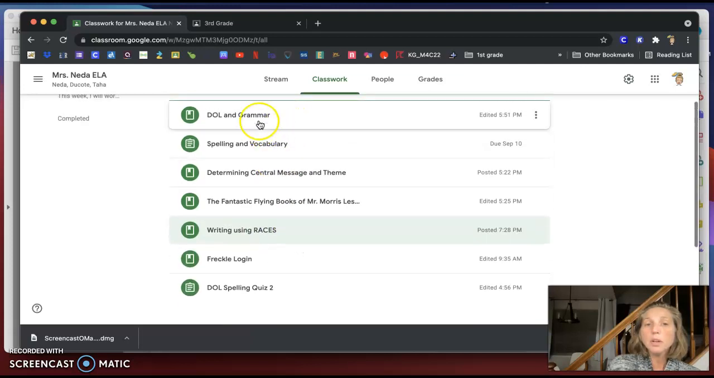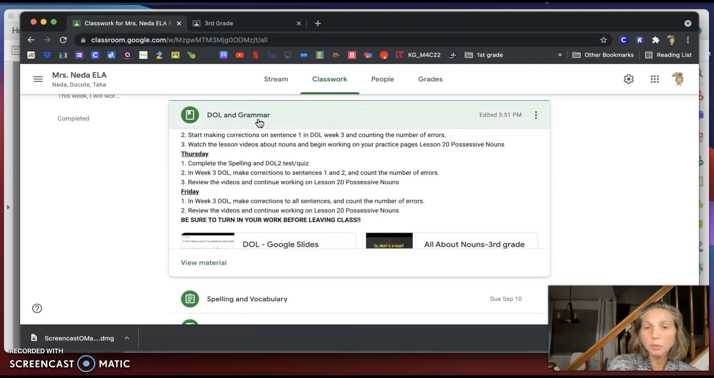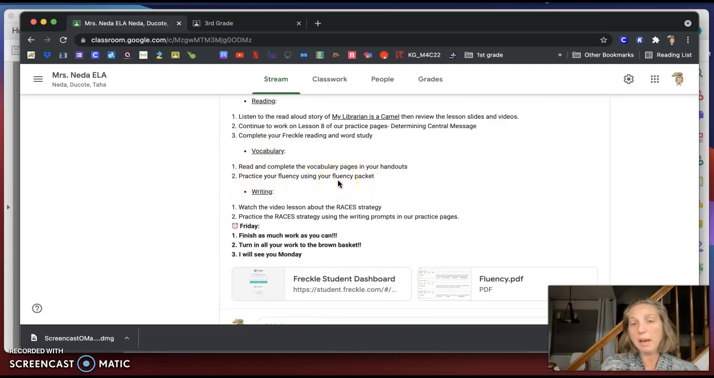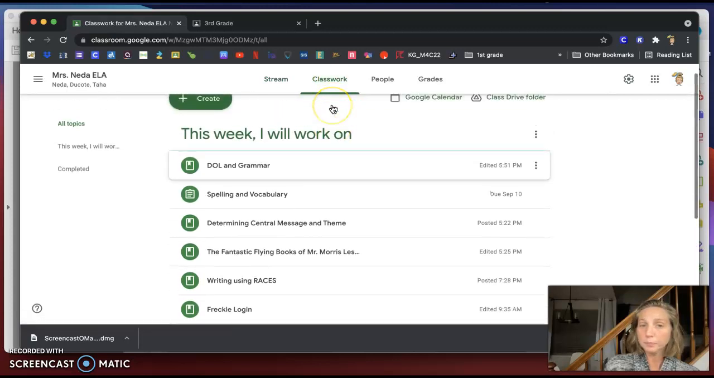But you're working on your fluency also during the week. It may be back here on this page. Here it is. It says practice your fluency using your fluency packet. So your vocabulary practice every day has to do with your fluency packet. So you want to make sure you have it at school, but you also want to make sure you're doing it at home. All right, so let's go to our classwork.